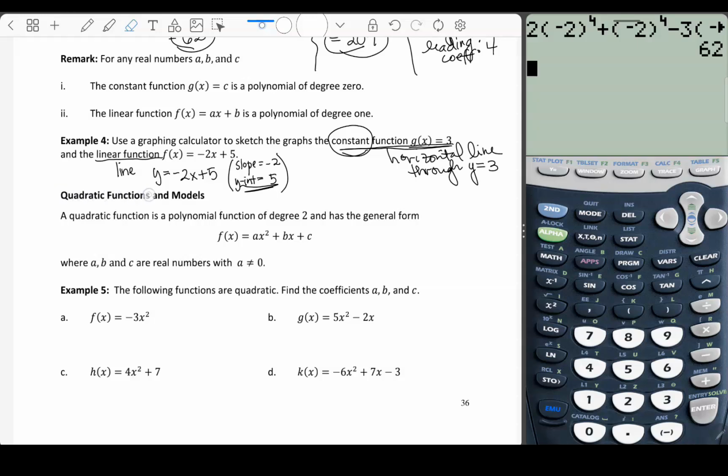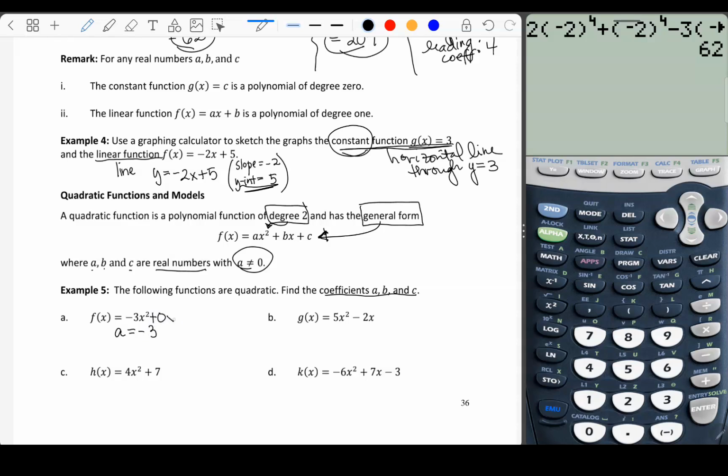Let's take a look at the quadratic functions. Quadratic functions have a lot of properties. So first off, a quadratic function is a polynomial function of degree 2, and the general form is something that you should be familiar with, ax squared plus bx plus c, where a, b, and c are real numbers, and a does not equal 0, and that makes that degree of 2 keep working.